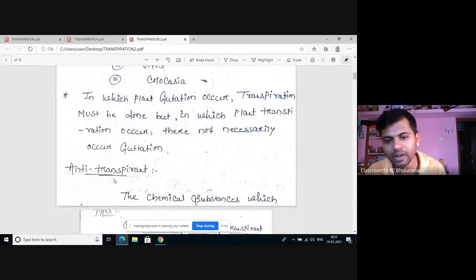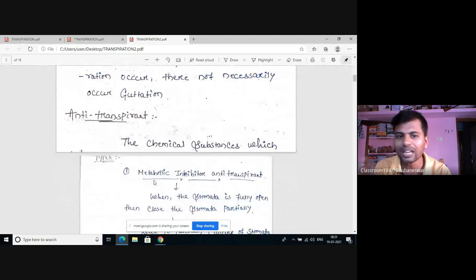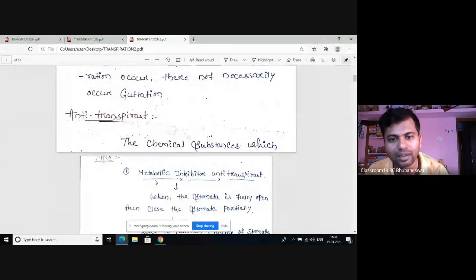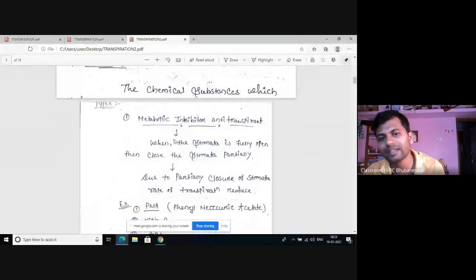The next is anti-transpirants. Anti-transpirants are those chemical substances that reduce the rate of transpiration without inhibiting gaseous exchange, known as anti-transpirants. Anti-transpirants are of two types. One is metabolic inhibitor anti-transpirant and the other is surface film anti-transpirant.